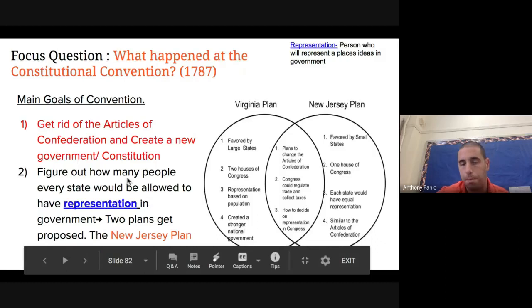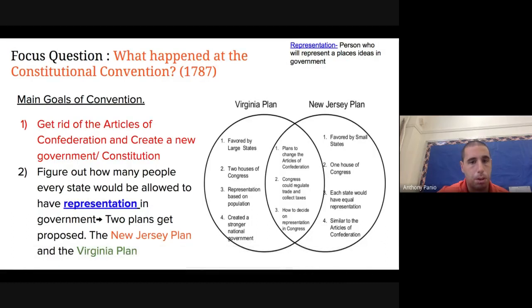Now, I am not going to say you have to copy down what the New Jersey plan and Virginia plan are, but I think it would really help. All right, so let's go through this situation. If we're going to have representatives in our government, we need to figure out the amount we need to have. Okay, so the first plan that's created is created by the state of Virginia, so they call it the Virginia plan, and it's something that a lot of the larger states in our country would appreciate.